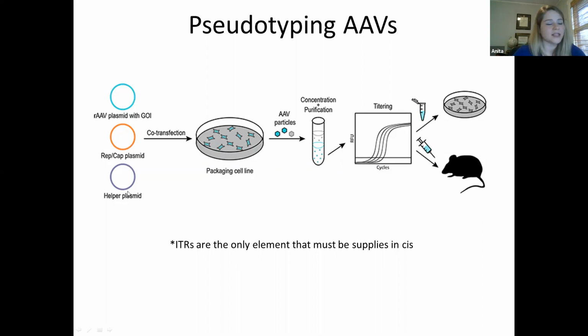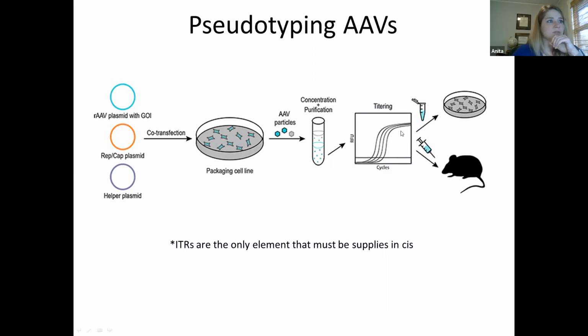This contains the HSV or the adenovirus that allows it to replicate, because obviously when you're trying to make the virus, you need lots of copies of it, so it has to be replicating. So you basically have a cell line where these plasmids are supplied in trans, and then your supernatant is going to contain those particles. You purify it, and then you titer it. So titering can be important. We can talk about that.